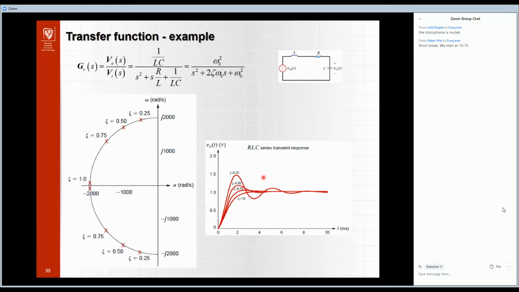Okay, and so we have the RLC transient response for different zeta. When we have a large value of resistors, we have such a response, and when we decrease the resistor, we obtain the oscillation.